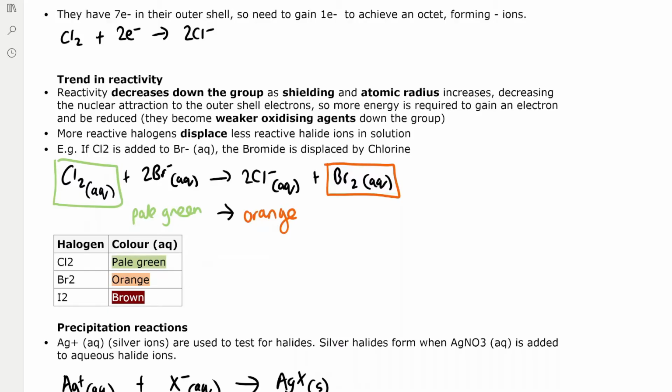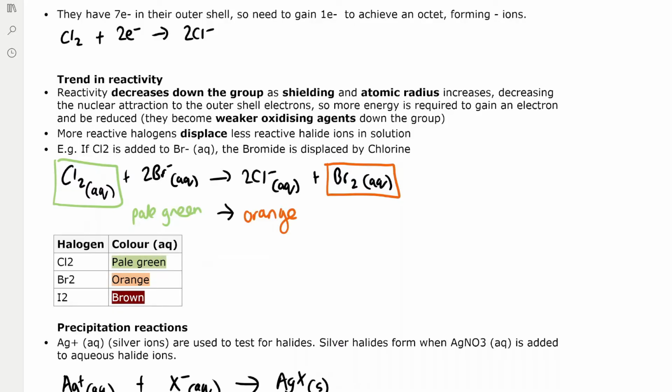So it's the element that is reduced, so it gains electrons from the element that is oxidized. We have an equation to represent this. So chlorine reacts with bromide ions to form chloride ions and bromine. So chlorine displaces the bromide ions. So it starts off as pale green as chlorine is dissolved in aqueous solution, and then it goes to orange as bromine is dissolved in aqueous solution.